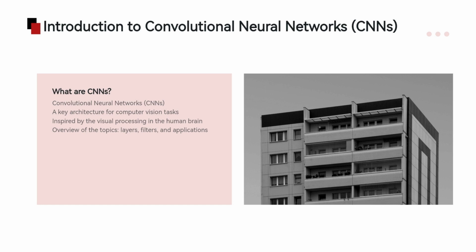CNNs are inspired by the human visual system, where neurons in the brain respond to stimuli in localized regions of the visual field. In a CNN, each neuron is connected to a small region of the input, allowing the network to focus on local patterns such as edges, textures, or shapes, which are crucial for visual understanding.